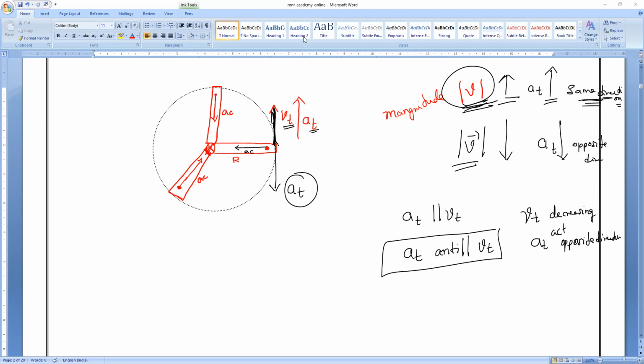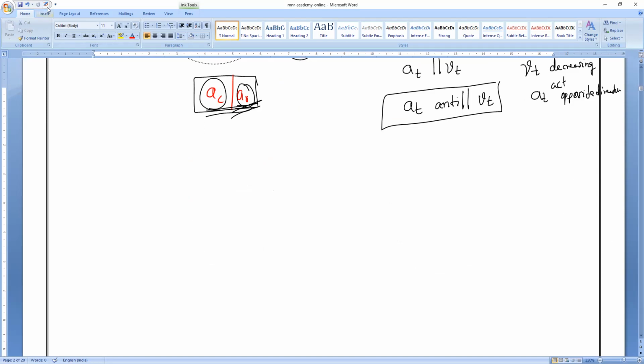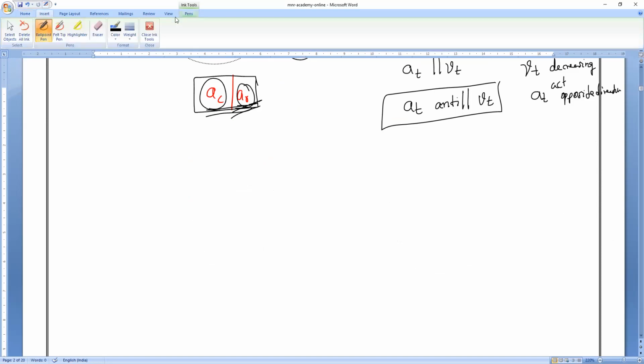Now if you observe, as this is acting along the radius, the centripetal acceleration can also be represented as the radial acceleration. Or else, one more thing, let me take. Once again, I will draw one more circle. There is another name for this tangential acceleration and centripetal acceleration. If you observe very carefully, you'll understand.